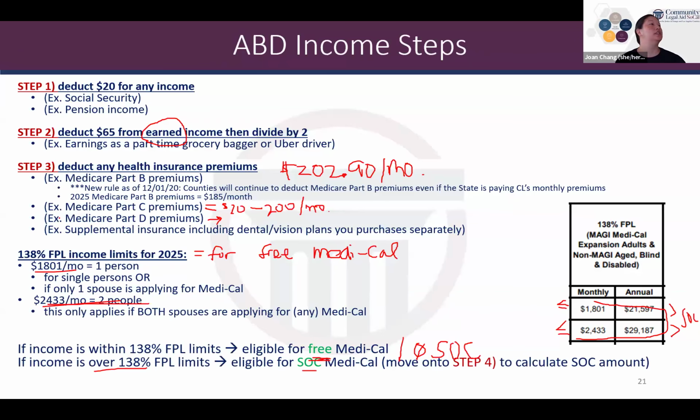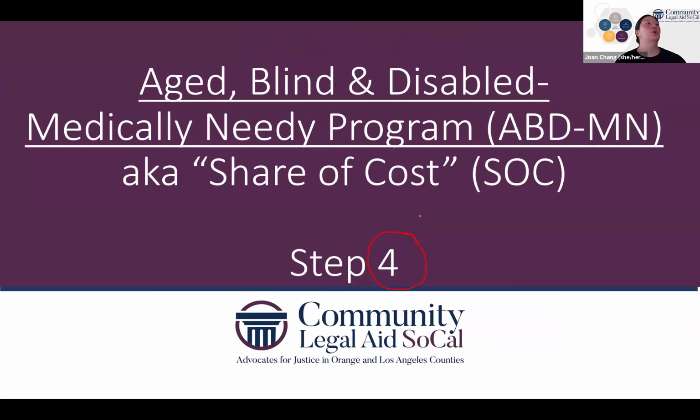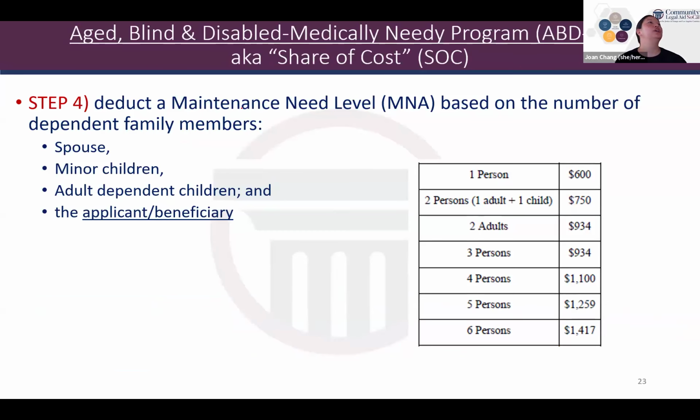Step 3 were all these things in red. Step 4 is this. Step 4 is you get to deduct what they call a maintenance need allowance or level based on the number of dependent family members that you have. So this includes your spouse. This includes any minor children you might have. This actually might also include adult dependent children.